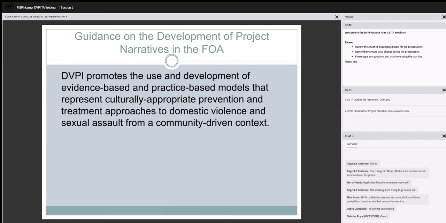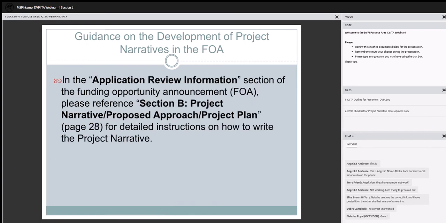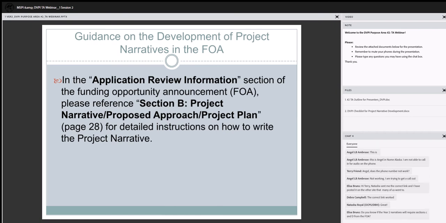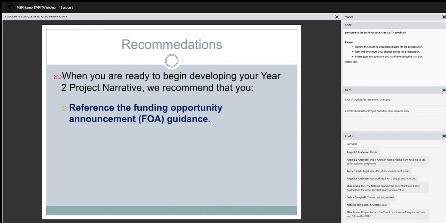There are some examples of best practices on the website that you can look at if you're unsure of where to begin. In the application review information section in the funding opportunity, and this was included on your flash drives in Denver, go to section B, page 28, and just follow those instructions on how to write the project narrative, and you should be fine. So use that as your guide. Again, you should have that from your flash drive. And that's just a reiteration of the same thing. Follow the FOA guidance.